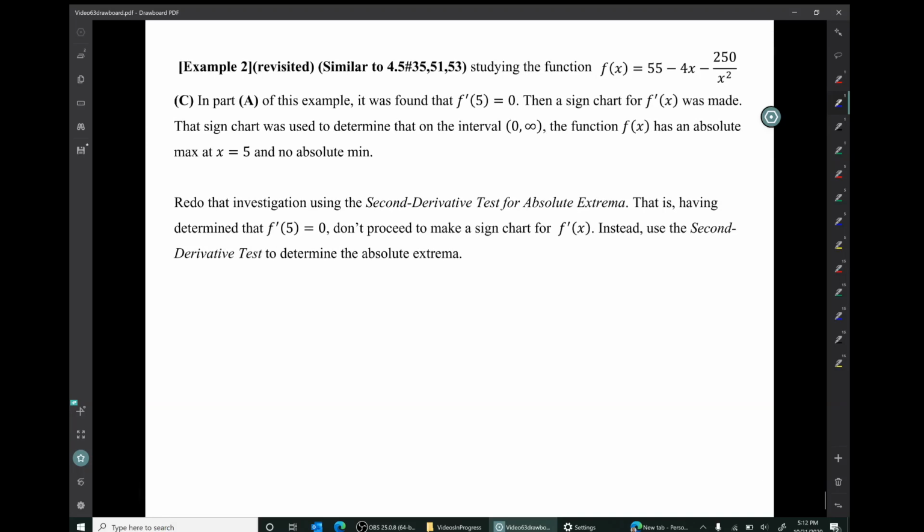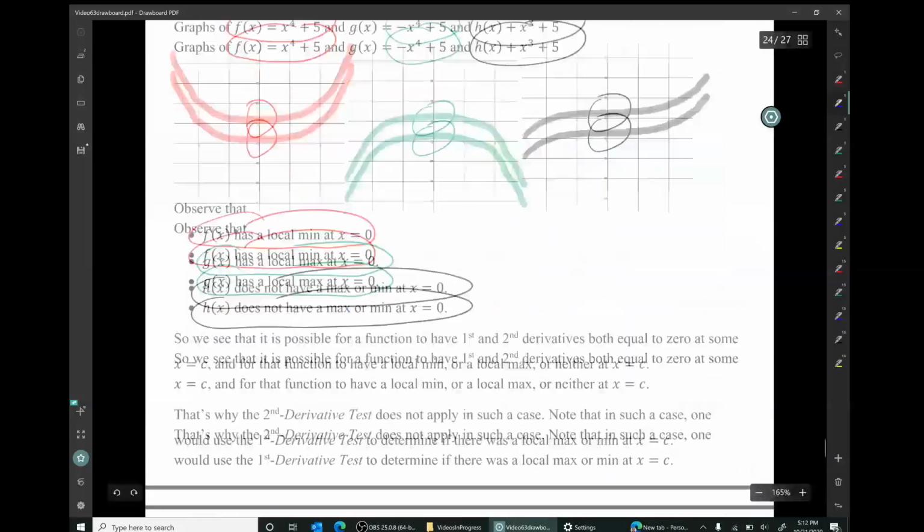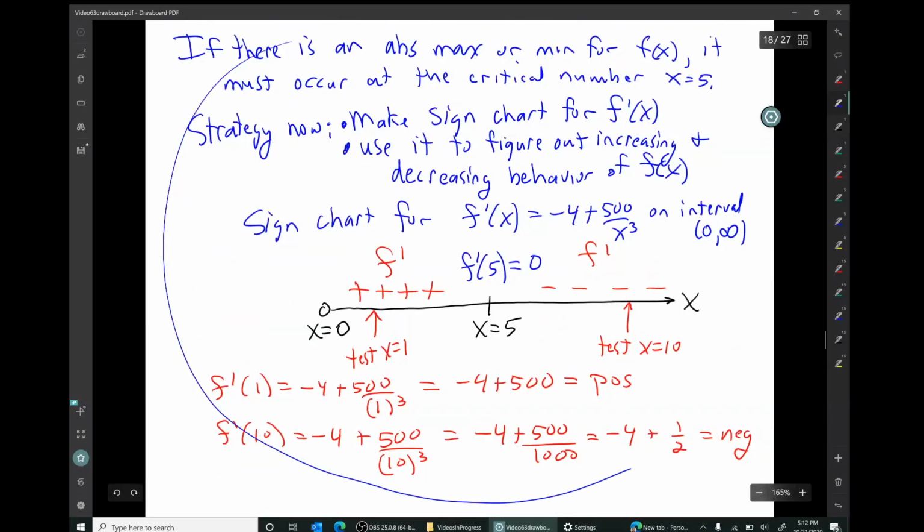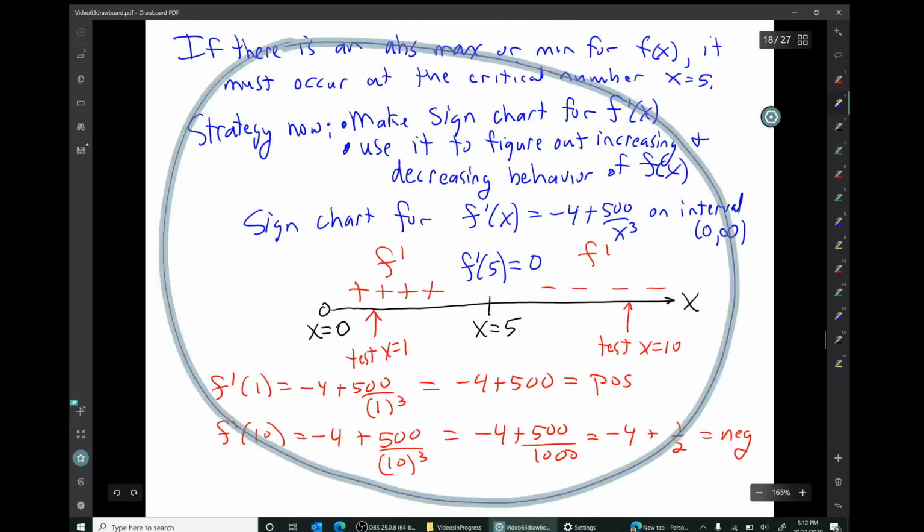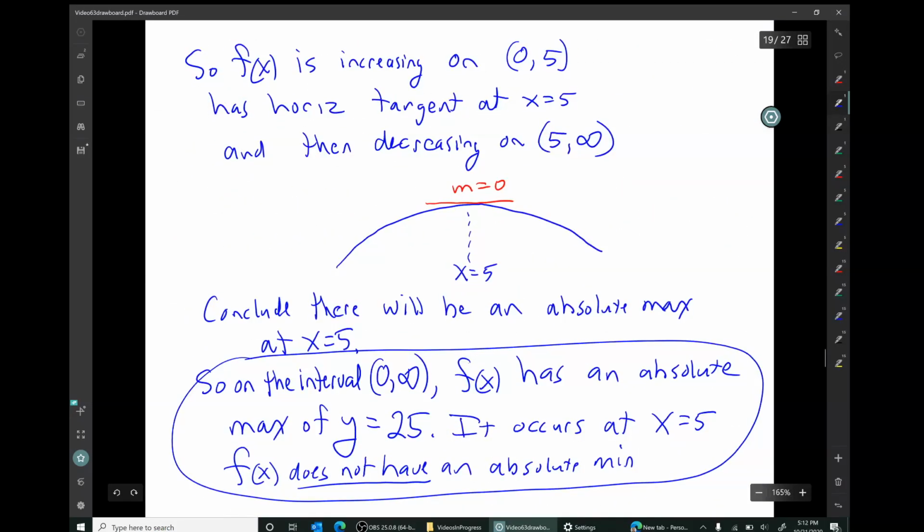So the last thing I want to do is go back and revisit the example we did before, studying this function f of x equals 55 minus 4x minus 250 over x squared. In question A, we found that f double prime was equal to 0. That was the partition number for f prime, and that was a critical number for f of x. Then we made a sign chart for f prime. We used it to determine where f was increasing and decreasing, and we used that to determine that f of x had a local max at x equals 5.